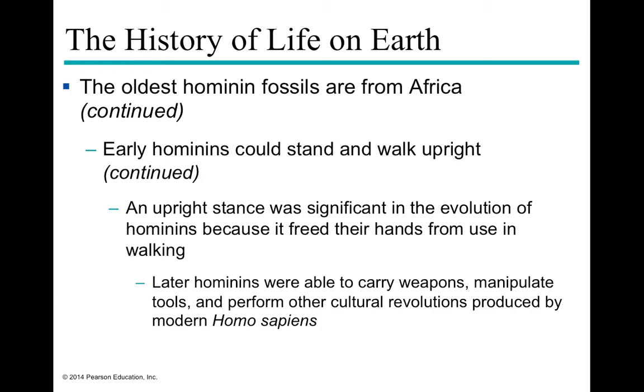Now, an upright stance, again, is very important in evolution because it allows you to have your hands free. This allows you to carry food, for example, or weapons. It allows you to manipulate tools and do any other types of cultural revolutions like painting or early making a flute and playing music, etc., that would have been hallmarks of modern Homo sapiens.